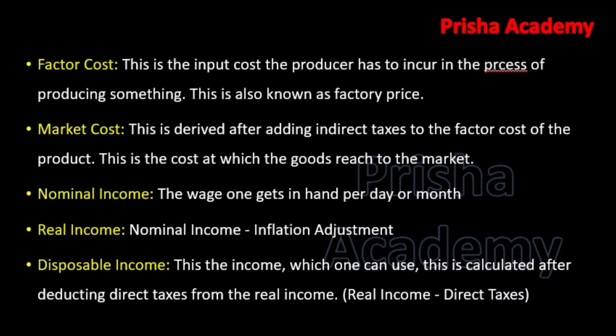And disposable income, this is the income one can use. This is calculated after deducting taxes from the real income. So the 5% which you are receiving, after you receive it, you will have to pay certain direct taxes like income taxes. So when you reduce the income tax from the real income, then you will have the disposable income that you can use wherever you want to use.